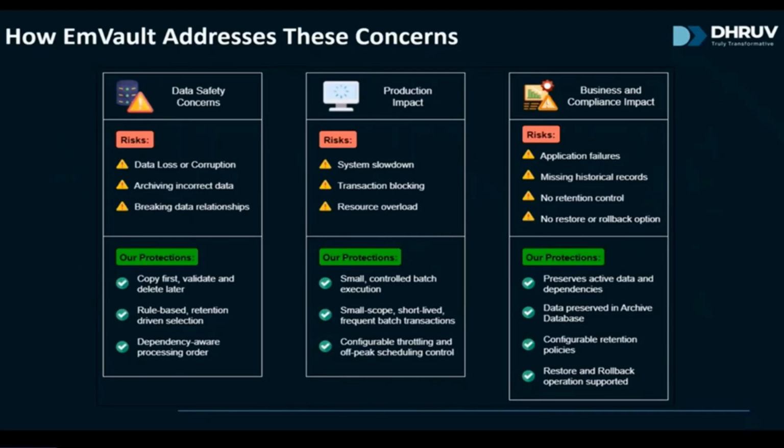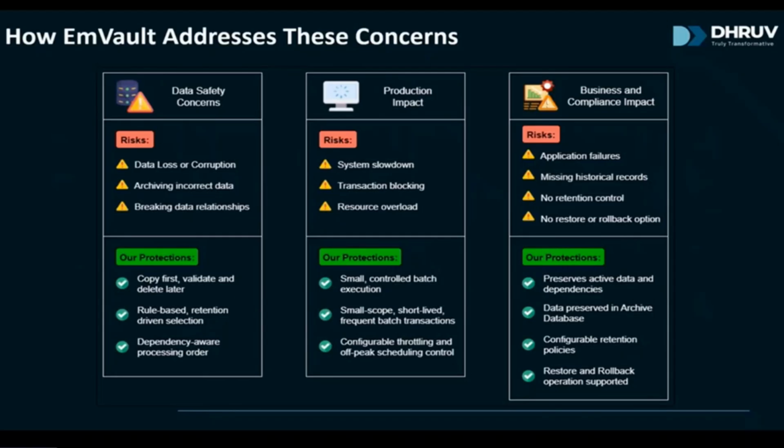Next, let's see about production performance. To protect live systems, EmVault processes data in small controlled batches, avoiding large transactions that can overload the database. These short-lived transactions commit quickly, hold locks briefly, and minimize blocking or log growth. It also supports configurable throttling and off-peak scheduling, giving you full control over execution speed and timing.